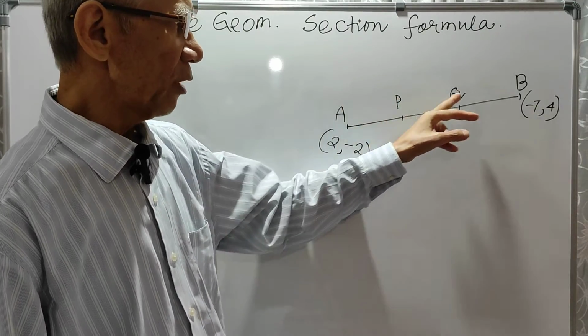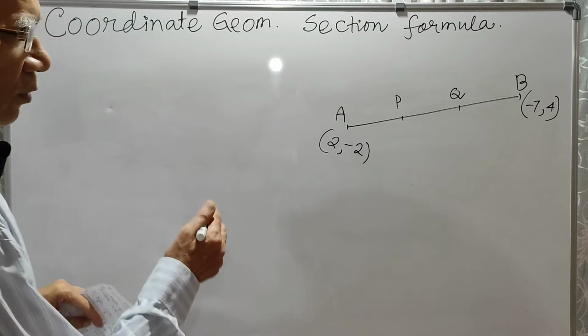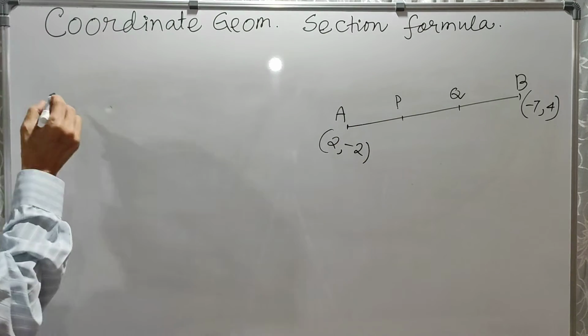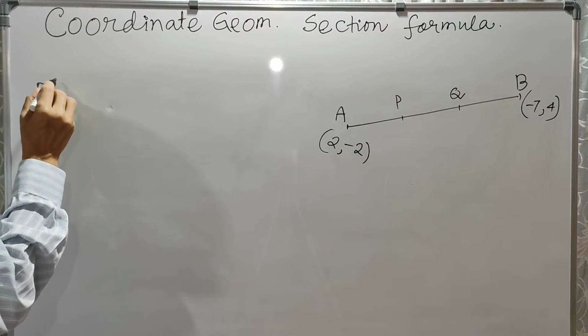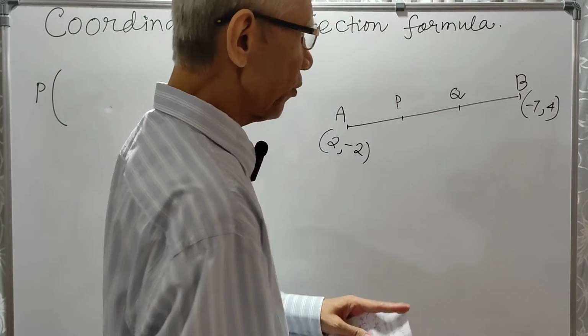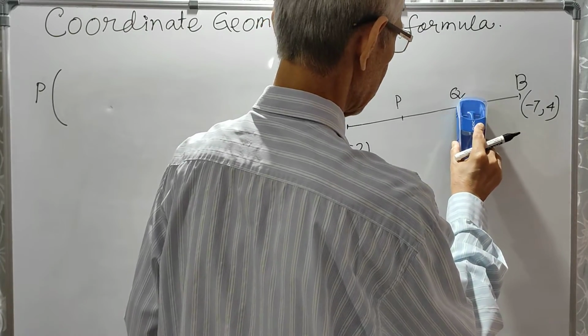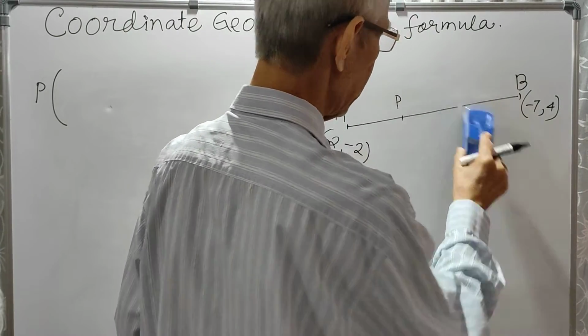Let us say P and Q are the points of trisection. Now, first of all, let us find out the coordinates of P. For the time being, you forget Q. Suppose Q is not there. Just forget Q.